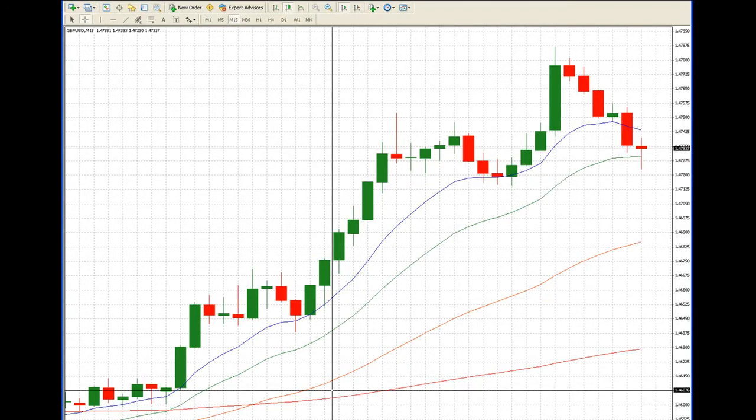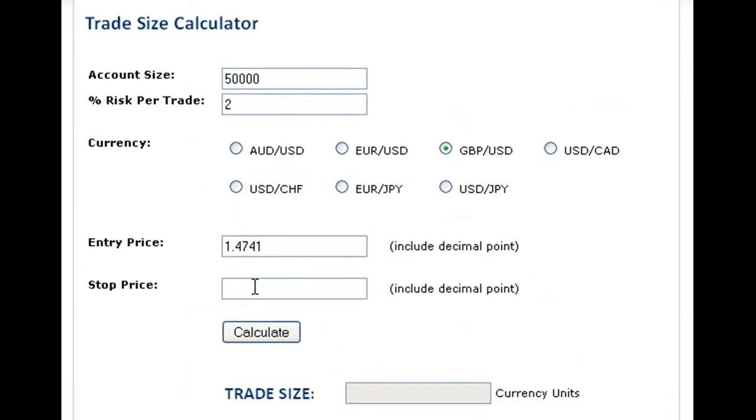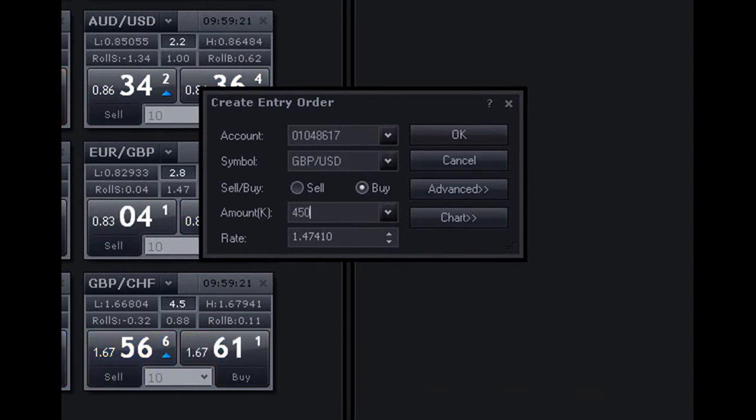So if we go back to our trade size calculator and we put in our stop of 1.4719 and we calculate, we need to put in 454,545 currency units. So I'm going to just round that to a nice figure and put in 450,000 currency units. So here I want to put in 450. It's already how many thousands you want to trade, so 450,000 currency units at 1.4741.